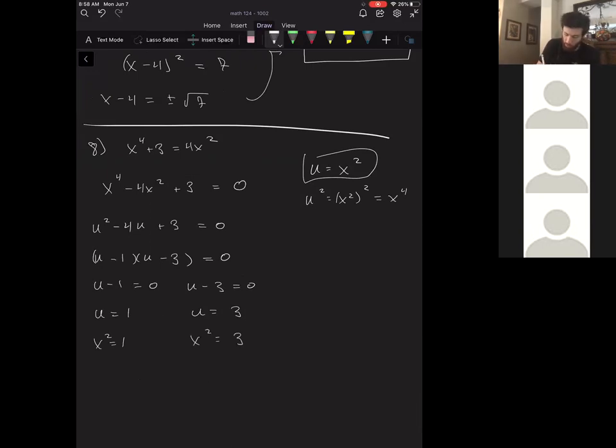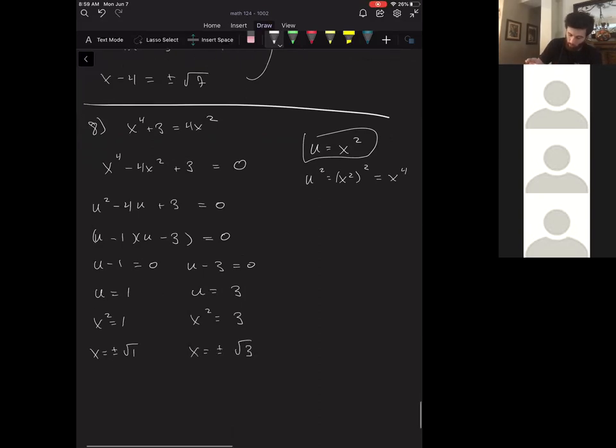Now to solve both of these for x, we can take the square root of both sides. So here we're going to get x is equal to plus minus square root of 1, and here we're going to get x is equal to plus minus square root of 3. Square root of 1 is just 1, so we have x is equal to plus minus 1. So there's two answers here, and then we have x is equal also to plus minus square root of 3.